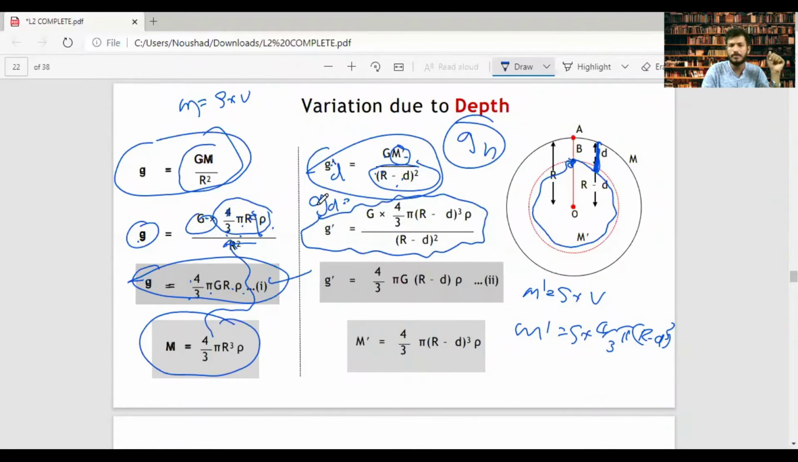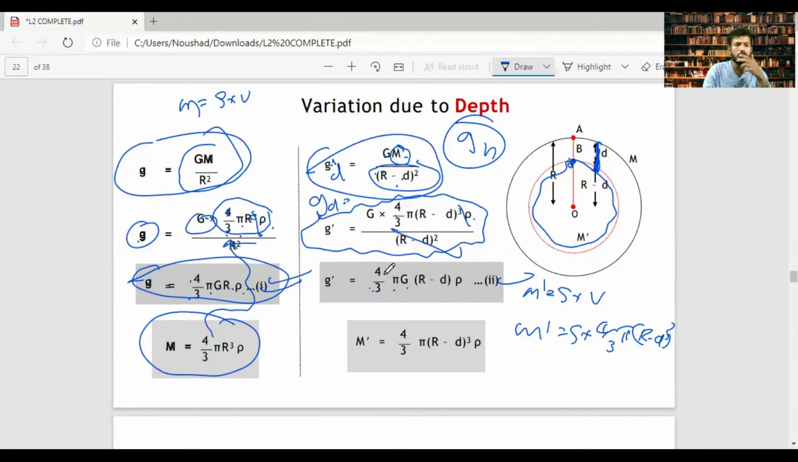That is the step. G dash is equal to g into 4 by 3 into pi into r minus d the whole cube into rho. That is density into volume. That is mass by r minus d the whole square. Listen carefully. G dash is equal to 4 by 3 into pi g r minus d rho, by r minus d the whole square, and this cube can be neglected, cut it, and 4 by 3 into pi g into r minus d into rho. This is equation number 2, this is equation number 1.